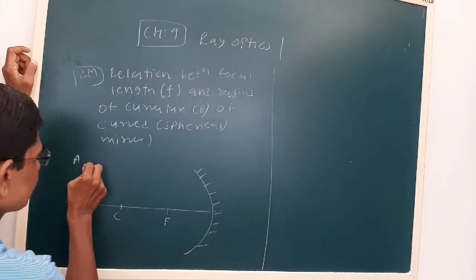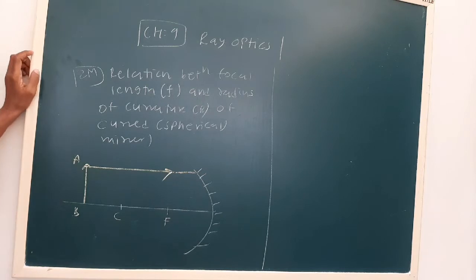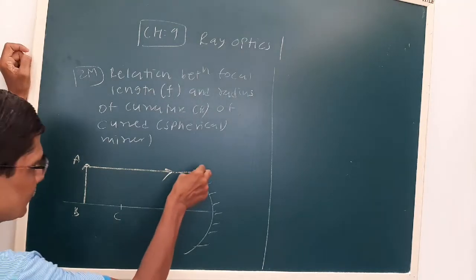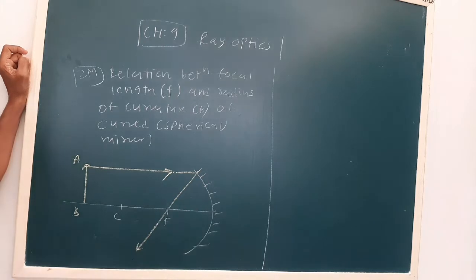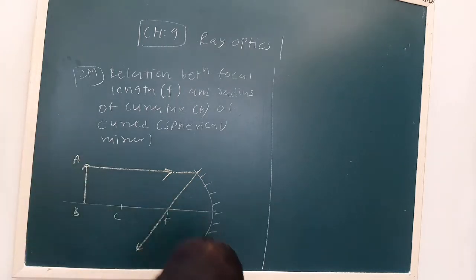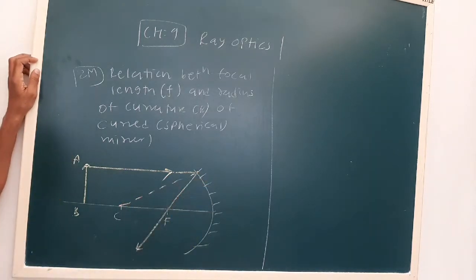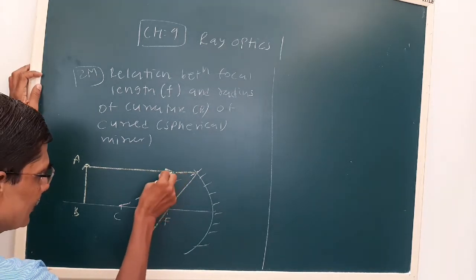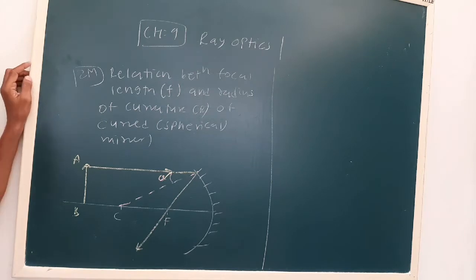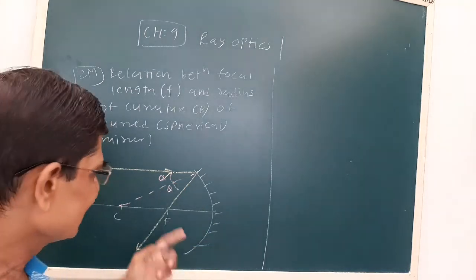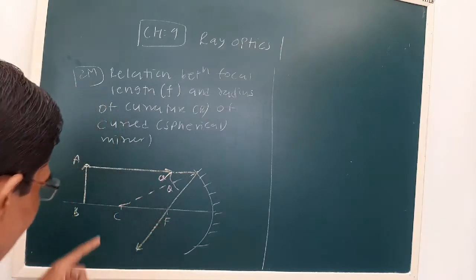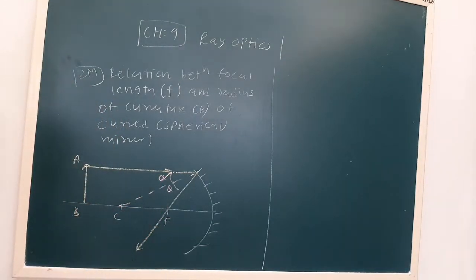The first ray is parallel to the principal axis. After reflection, it will pass through F. Now, this is a normal that we have assumed. Okay, curved mirror we assume like this. Let us say this is the angle with the normal, that is the angle of incidence, and this is the angle of reflection. Why? Because as a rule for reflection, the angle of incidence and angle of reflection are the same.